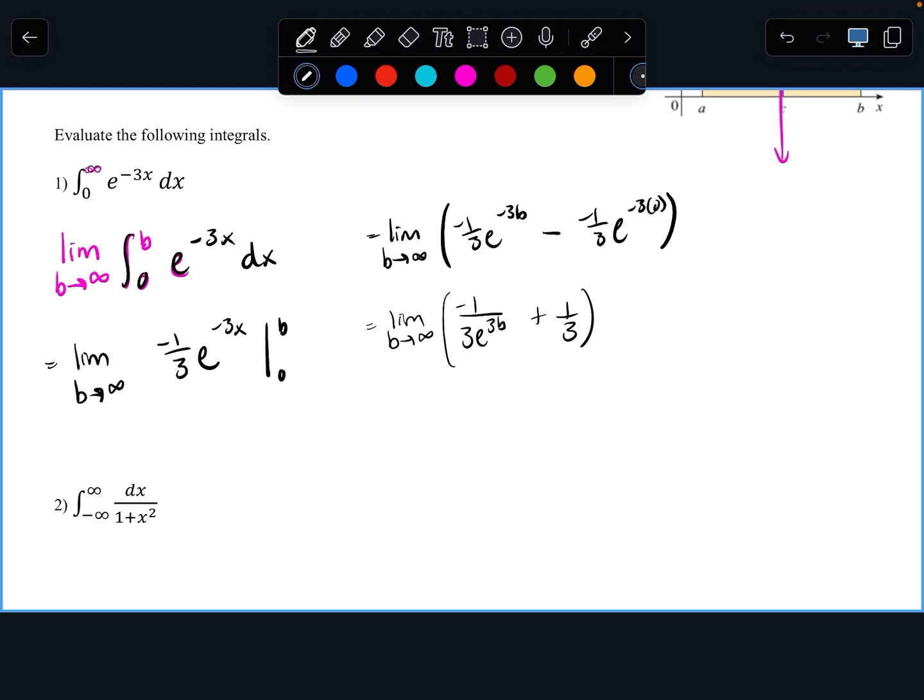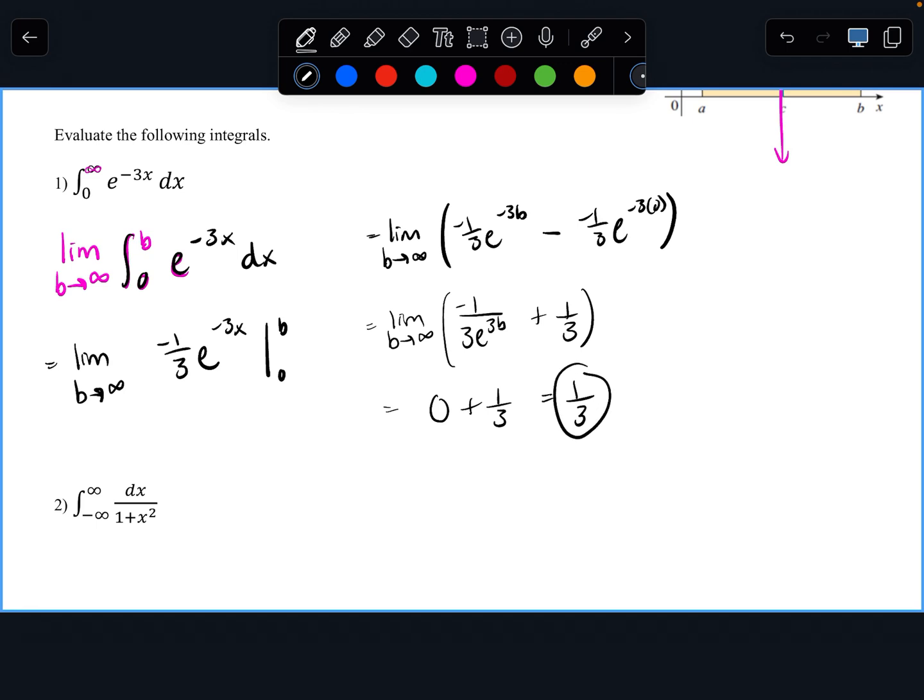And then the grand finale is when you actually evaluate the limit. So clean it up so your brain can handle it. And then you take b to infinity. So b is on the denominator. That's going to go close to 0. So basically you get 0 plus 1/3. So your answer is 1/3.